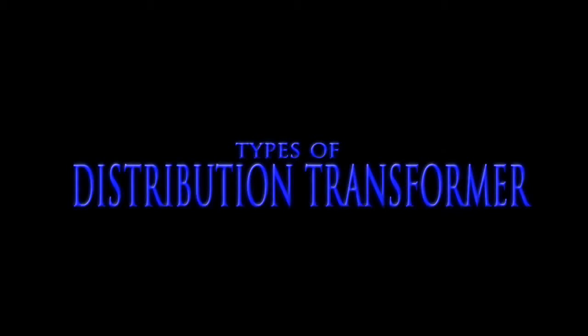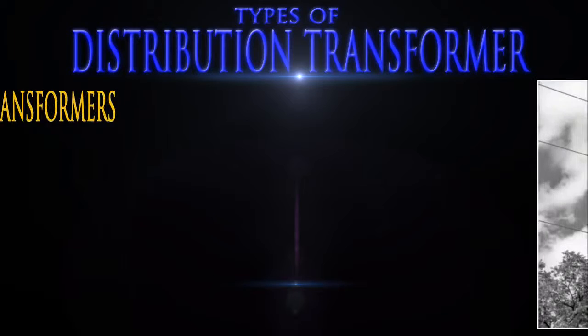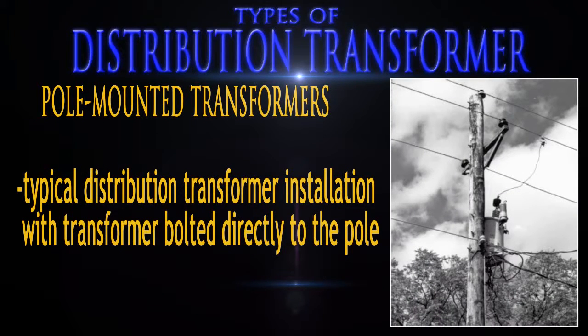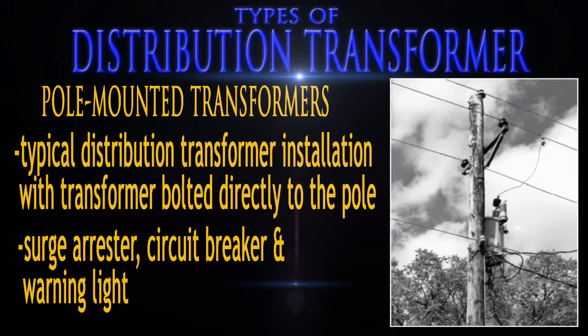Let us now discuss the different types of distribution transformers. According to mounting, pole-mounted transformers. This transformer is a typical distribution transformer installation with a transformer bolted directly to the pole. The unit is equipped with a surge arrestor, a low-voltage circuit breaker, and an overload warning light.